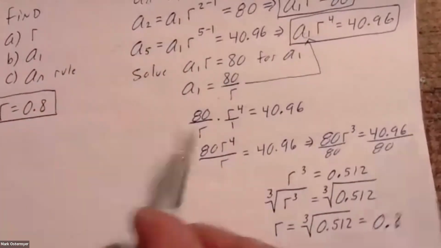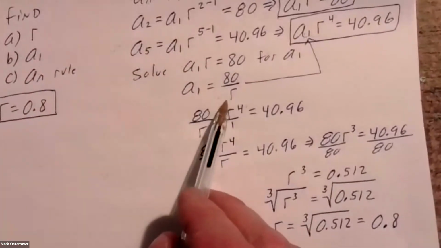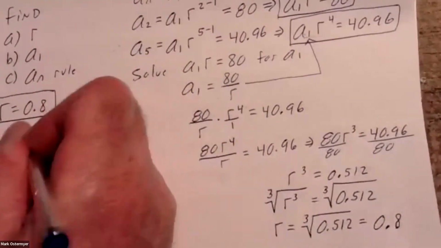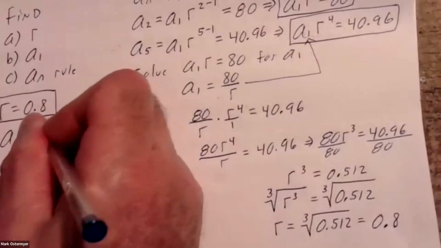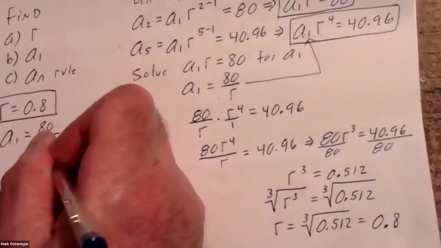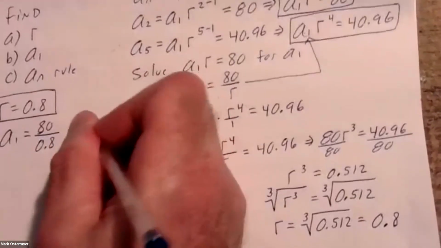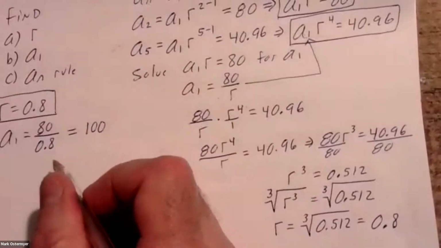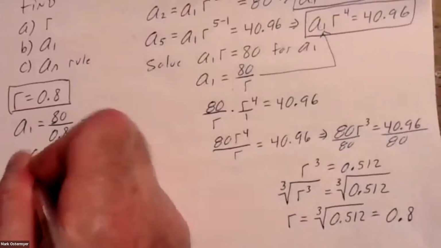To find our first term, I'm going to use this equation here because now I know r is 0.8. So to find my first term, I merely take 80 and divide it by 8 tenths, in which case I get 100. So my first term is 100 then.